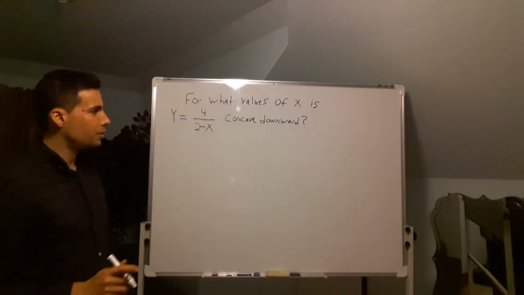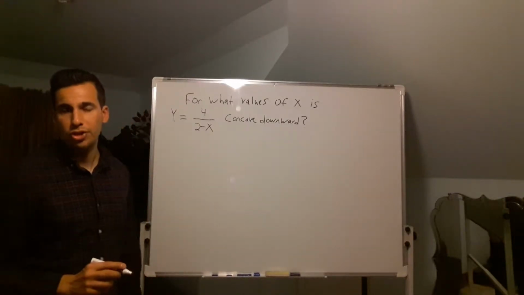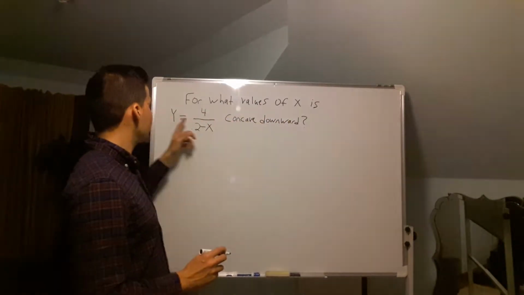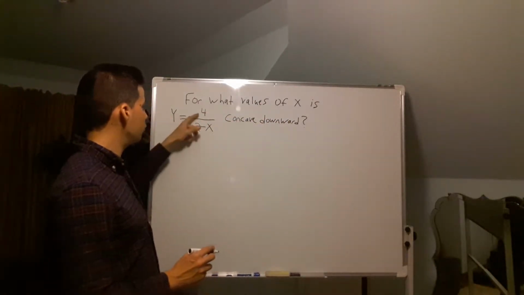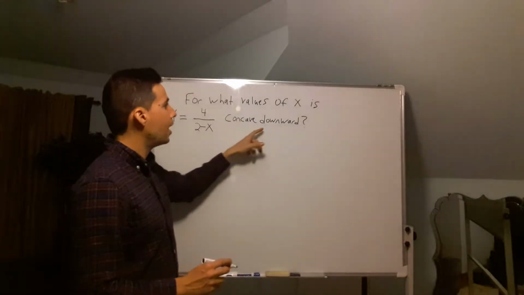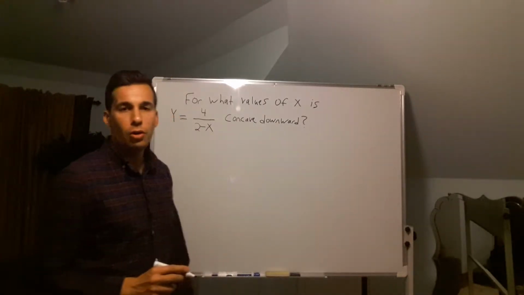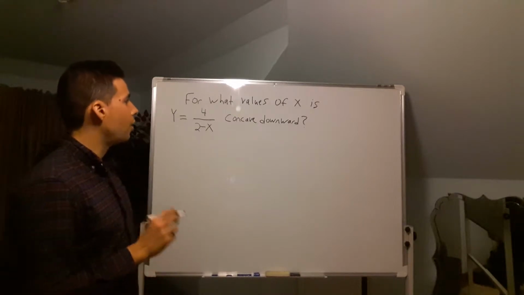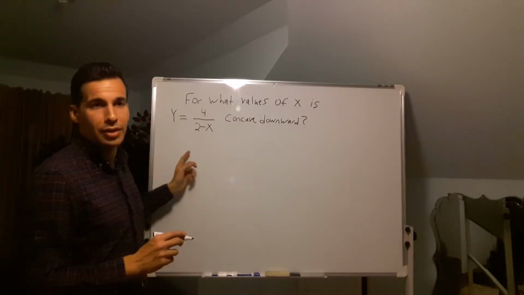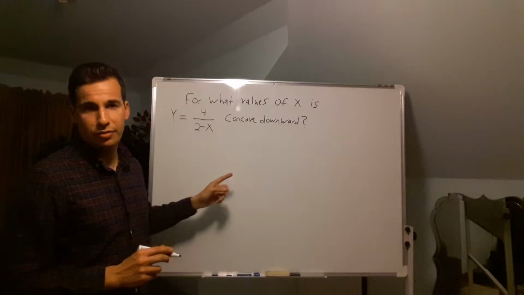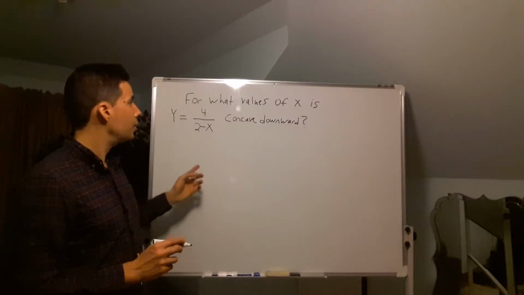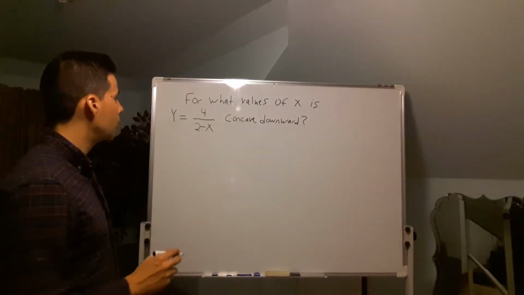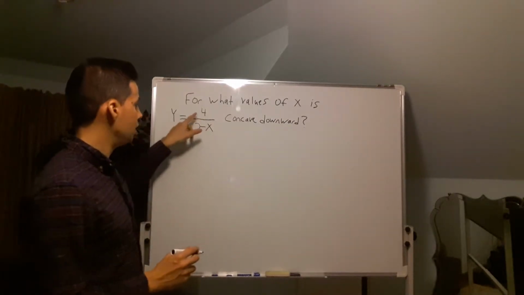Okay, so this is an old AP Calculus AB question. They want to know for what values of x is the function y equals 4 over 2 minus x concave downward. So in order to find the concavity of a function, you need to find its second derivative. Now when the second derivative is negative, that's going to tell you that the original function is going to be bending downward.